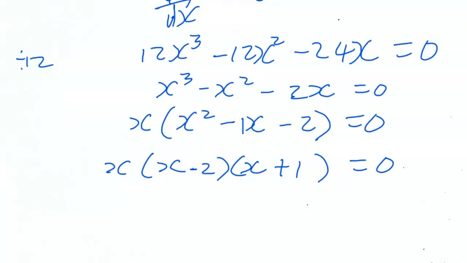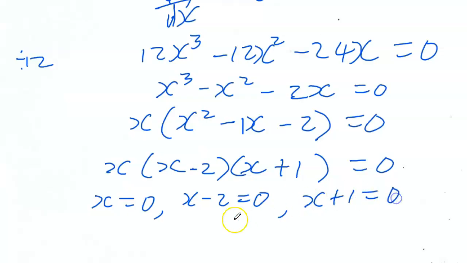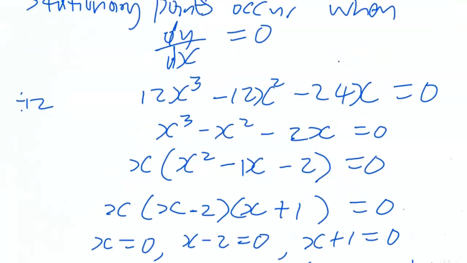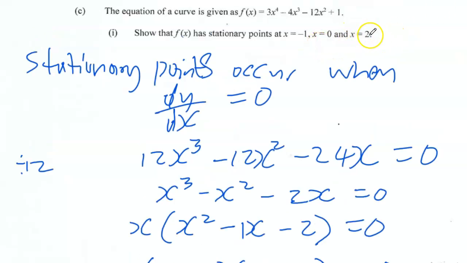So if we equate all the brackets to 0, we have x equals 0, we have x minus 2 equals 0, and we have x plus 1 is equal to 0. Solve each of them. We already solved this one, x equals 0. So here x equal to 2, and the other one x equal to minus 1. So we have the solutions. The stationary points occur when x is 0, 2, and negative 1.